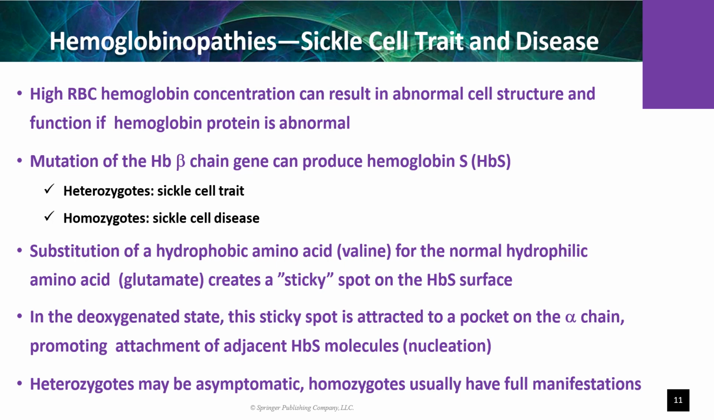Sickle cell disease and sickle cell trait are due to single base or missense mutations in the beta globin gene. Hemoglobin S is the primary hemoglobin that is produced in the homozygotes. These individuals are referred to as having sickle cell disease. Heterozygotes are referred to as having sickle cell trait.